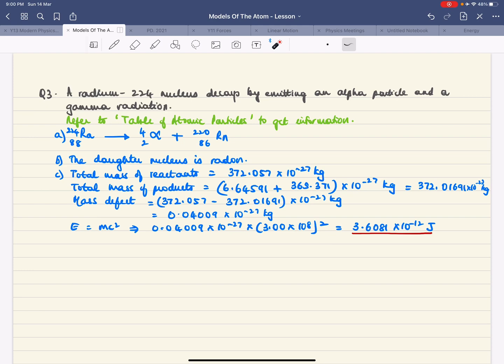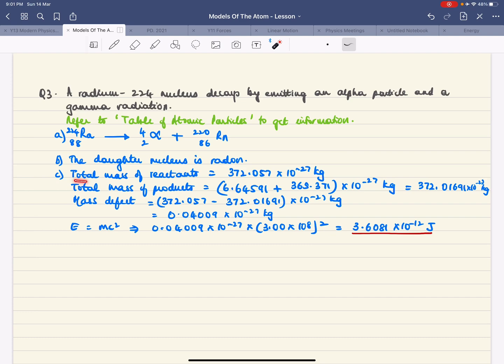So for this, if you look up your table of atomic particles, the very last column says nuclear mass. This is the rest mass, and each of them is times 10 to the power of negative 27. So if I look horizontally along the line for radium, now radium is called the reactant, and these two are the products. So how do you find the energy released?